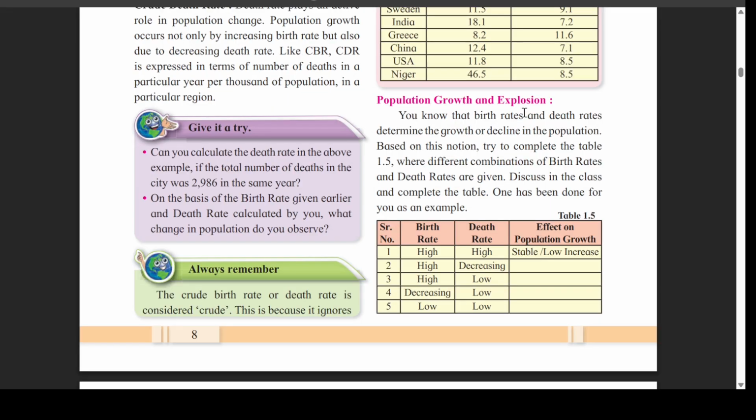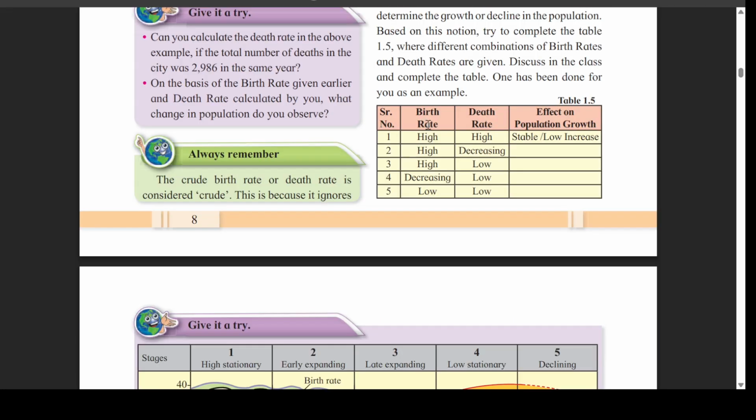Population growth and explosion. You know that birth rates and death rates determine the growth or decline in the population. Based on this notion, try to complete table 1.5, where different combinations of birth rates and death rates are given. Discuss in the class and complete the table. One has been done for you as an example. Birth rate, death rate, effects on population growth.